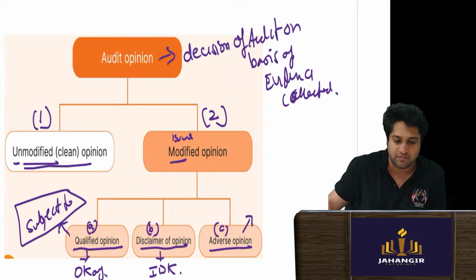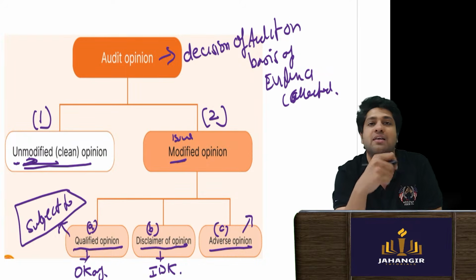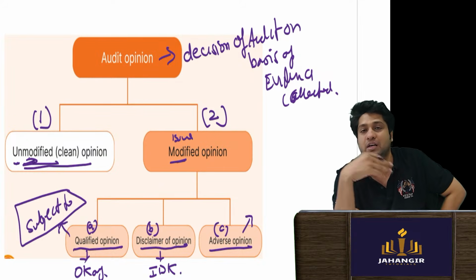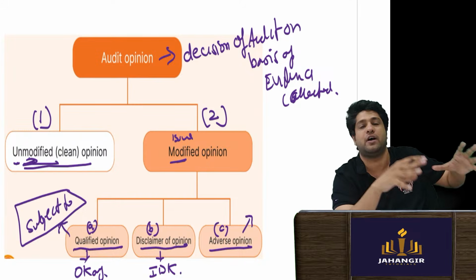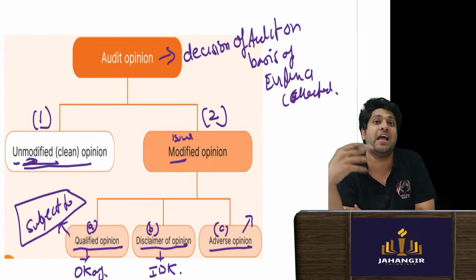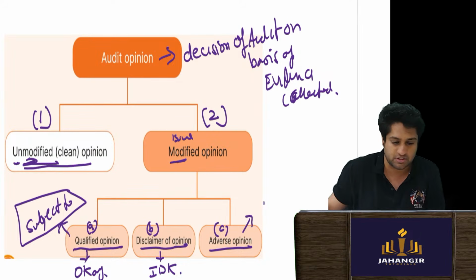Adverse opinion will always be written in exact opposite to how you write an unmodified opinion. So here you will say that the company's financial statements do not give a true and fair view of the financial position. Glaring misrepresentations or misstatements are there. So this means it is a horrible company, a negative opinion, a negative or fraud company.